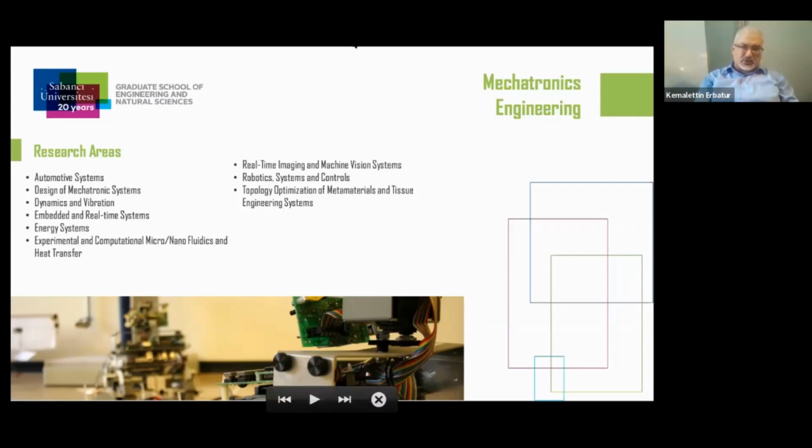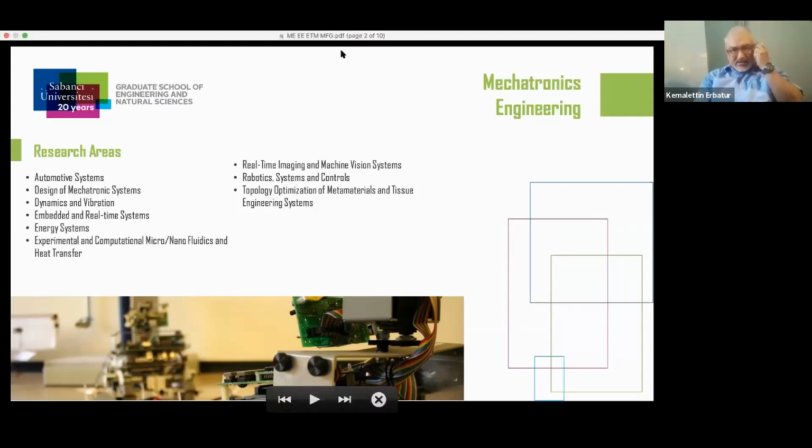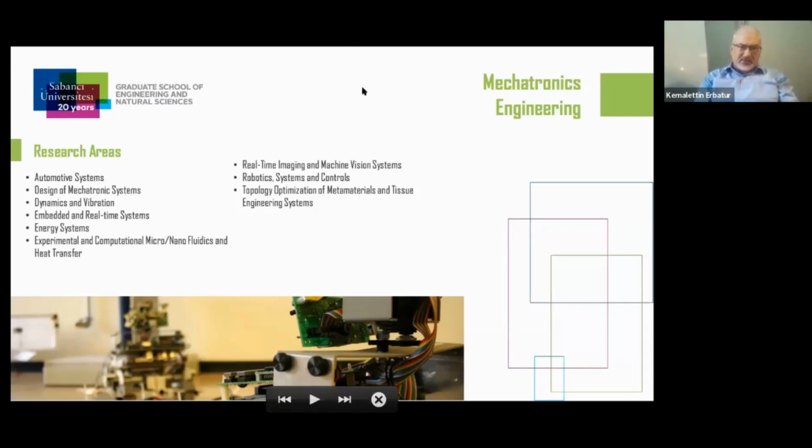Robotics systems and controls are studied and implemented by many of our faculty members. We have research ranging from haptic systems and exoskeletons to flying vehicles and legged walking machines. Topology optimization, multidisciplinary optimization of materials is also one of the research topics. Could we have the next slide, please?